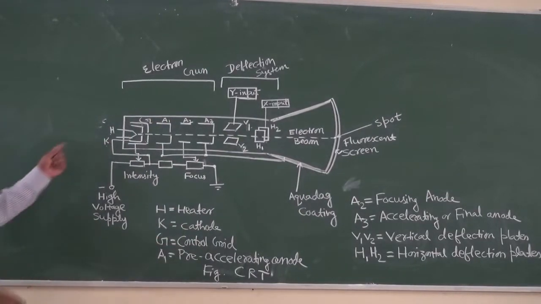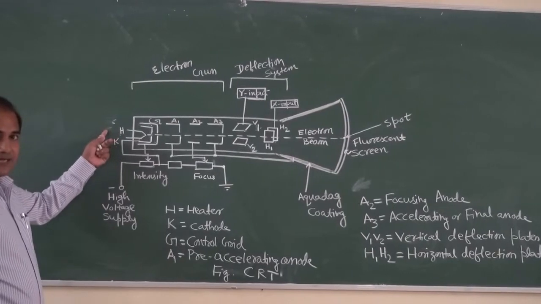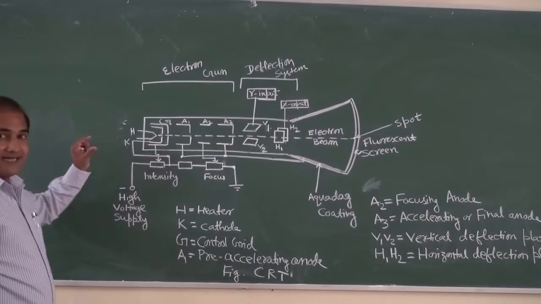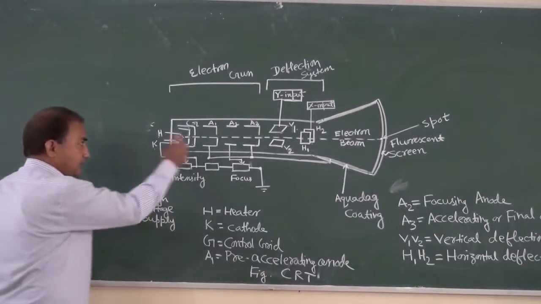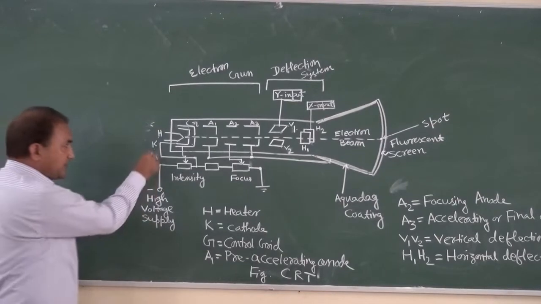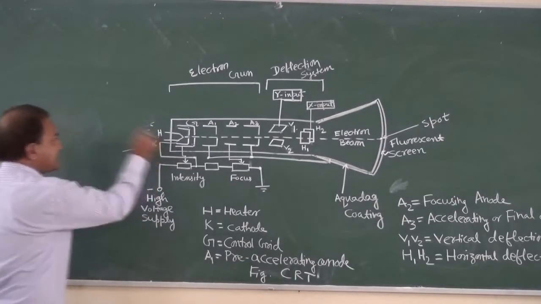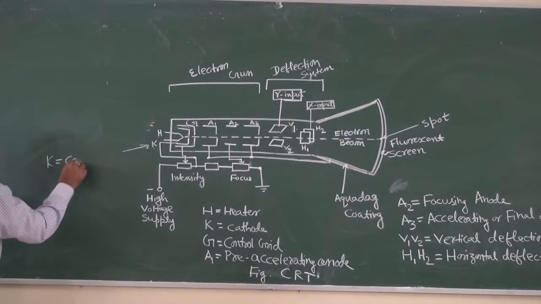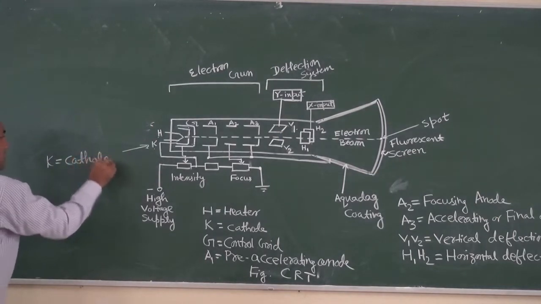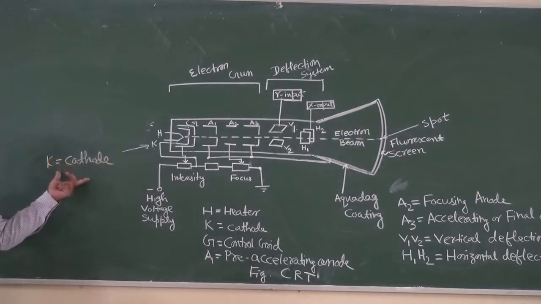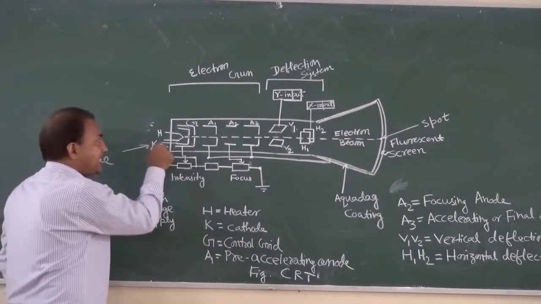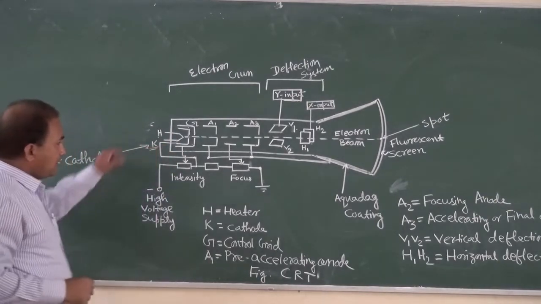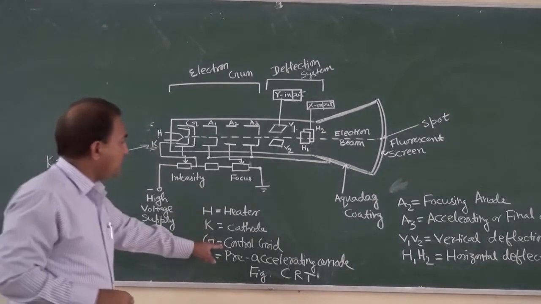First of all, by using this heater, this filament, the cathode is heated, so electrons are produced because of the heating of this cathode. K is the cathode. Once the cathode is heated, electrons are emitted from the cathode. Then what is the function of the control grid?